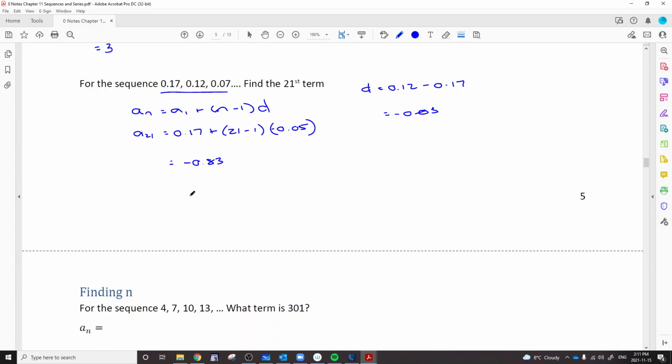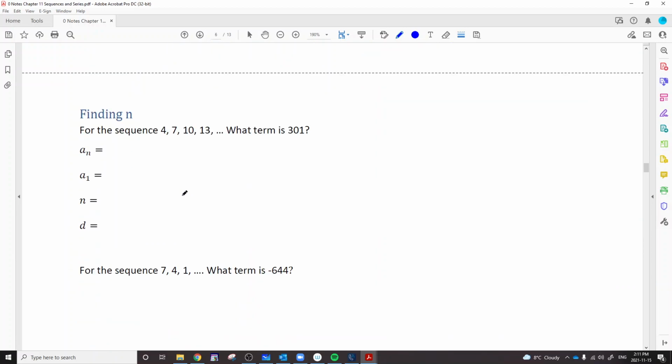All right, well, what else can we do? Well, maybe instead of asking you to find the 21st term, they're going to say, hey, one of the terms in this sequence is 301. What term number is it? So we're going to use that same formula. We're going to use a_n equals a_1, so first term, plus (n minus 1) times the common difference. This time they're going to give you the nth term. The nth term is 301.